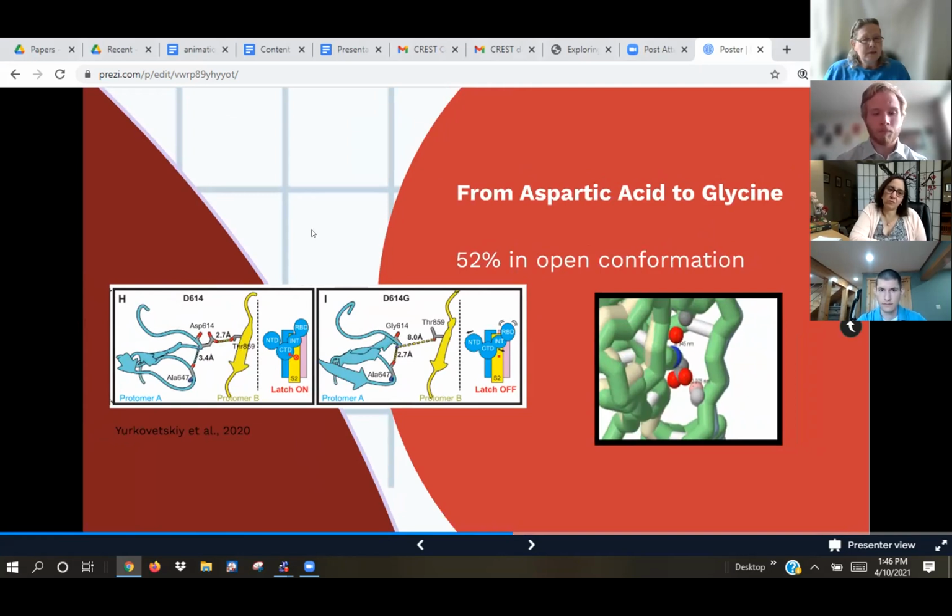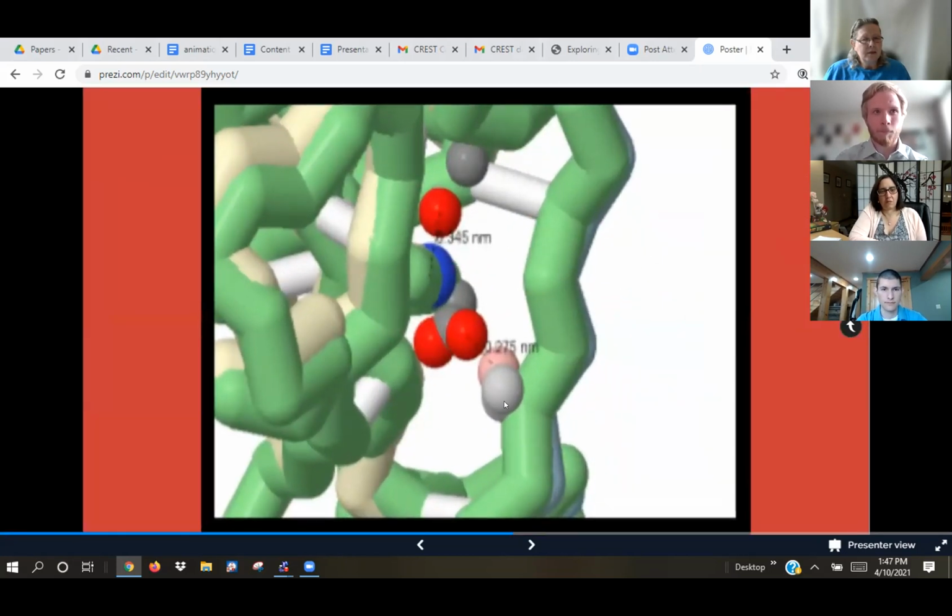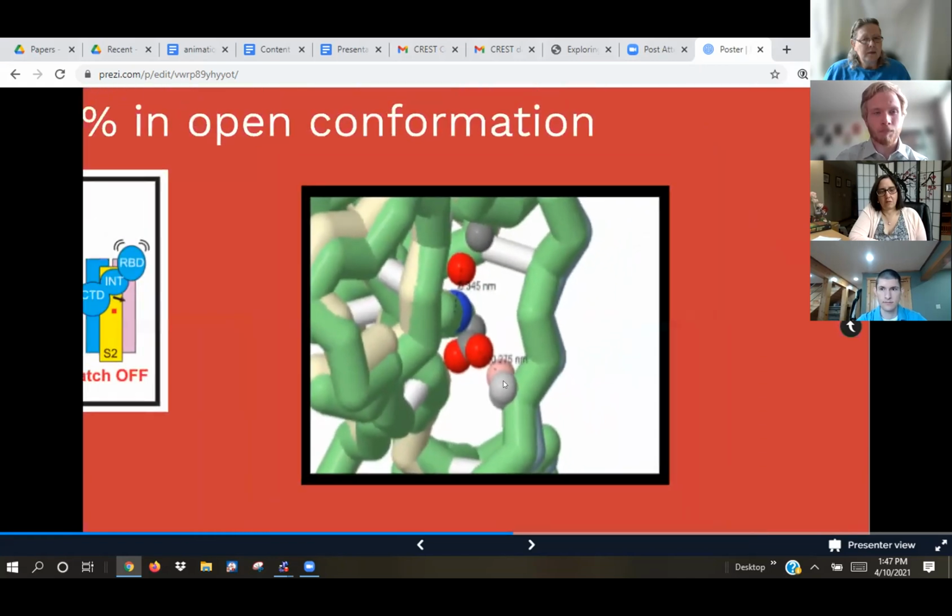And when it's closed, that D614 mutation is significant because it has a hydrogen bond that breaks after the mutation. You can see in the paper that inspired this project, it goes from a 2.7 angstrom bond length to 8 angstroms, which is too big for a hydrogen bond. That allows it to assume that open conformation much more easily. And our research matched that. You can see we got similar values when we studied it.